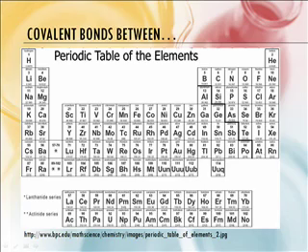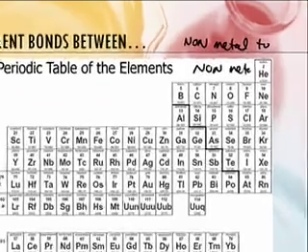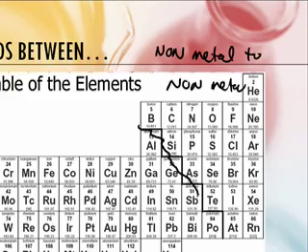So a covalent bond is a bond between two nonmetals. A nonmetal to a nonmetal. So where would we find those on the periodic table? Those are to the right of the staircase. So here's my staircase right here.